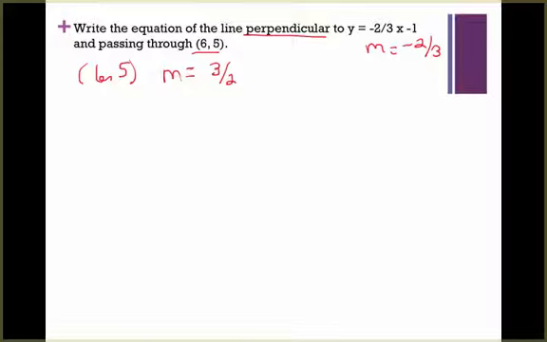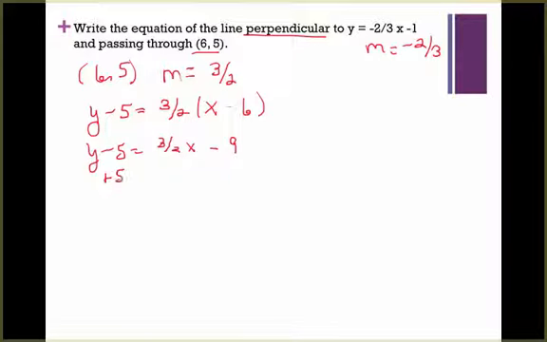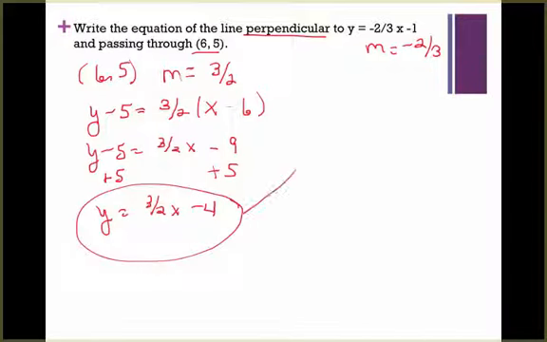Let's go ahead and use our point slope form. Y minus 5 would be equal to m, 3/2, x minus my x point, which would be 6. So I'm going to distribute 3/2 x. 3/2 times 6 would be 9. And then we'll add 5 to both sides so that we can get y by itself. And we have y equals 3/2 x minus 4. So that's the line that would be perpendicular to that line.